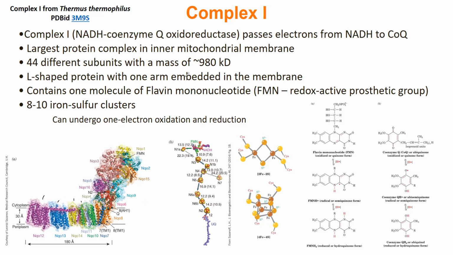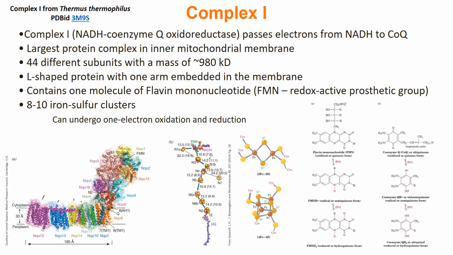It looks like a giant L or an arm, and the lower part of the L, or hockey stick or foot or whatever, or state of Florida, is in the cytoplasm, while the other part sticks out. And here we have one molecule of FMN, flavin mononucleotide, as a prosthetic group. Remember, a prosthetic group is a non-protein part that is connected to an enzyme for it to work.